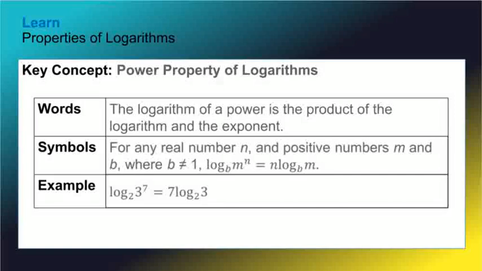And then we have the power property of logarithms. It says a logarithm of a power is the product of the logarithm and the exponent. So if you have log base b of m to the n power, you can write that with the n going in the front as a multiplication, and you'd have n log base b of m. Now, the power property of exponents means when you raise a power to a power, you're really multiplying the exponents. So that's what you're doing with the logarithms.